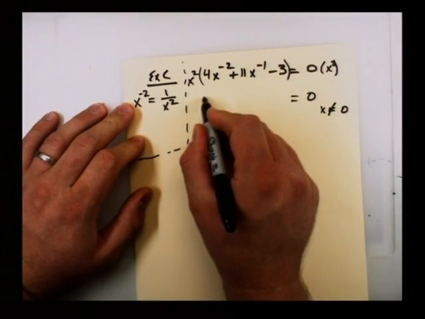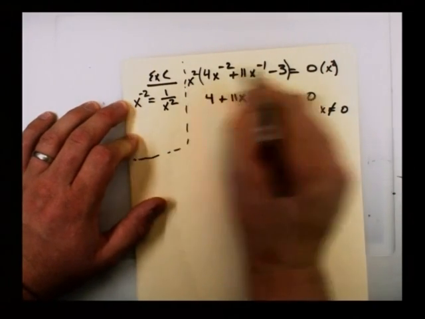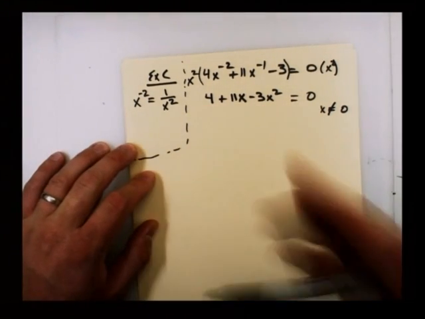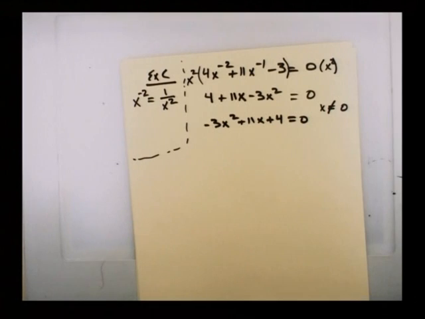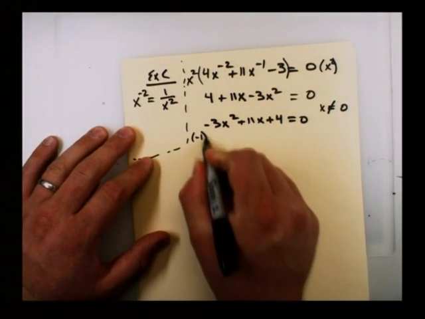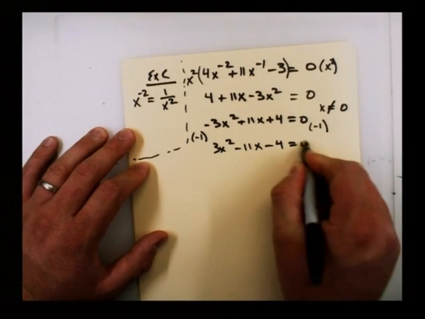Multiplying through, get 4 times x to the negative 2, which will just give you 4. X squared times 11x to the negative 1 gives you just 11x. X squared times negative 3 gives you negative 3x squared. Okay, probably don't like the form of that. Let's put that in standard form. So we have negative 3x squared plus 11x plus 4 is equal to 0. Probably also don't like that negative as the leading coefficient, so let's multiply both sides by negative 1. Gives 3x squared minus 11x minus 4 is equal to 0.